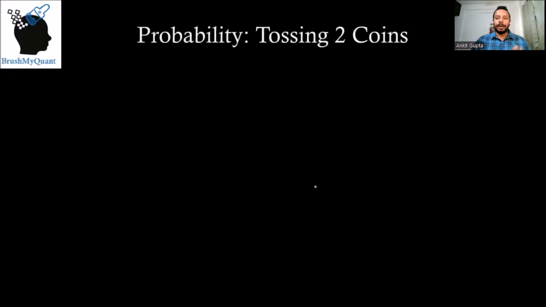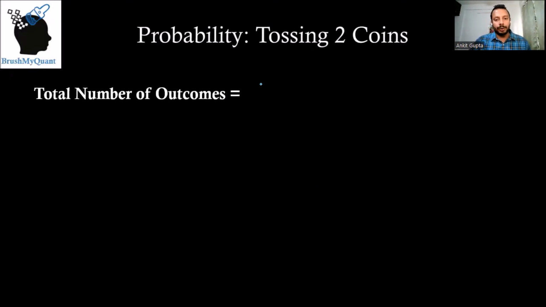Now let's see what happens if instead of tossing one coin, we are tossing two coins. If we are tossing two coins, then in total we will have 4 outcomes. And what are those outcomes? You can get head in the first toss and head in the second toss also. You can get a head in the first toss and tail in the second toss. You can get a tail in the first toss and head in the second toss, or you can get tail in both the cases, right? So you'll have 4 such outcomes.